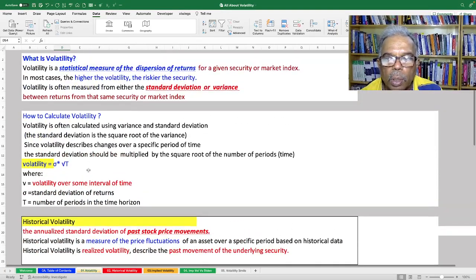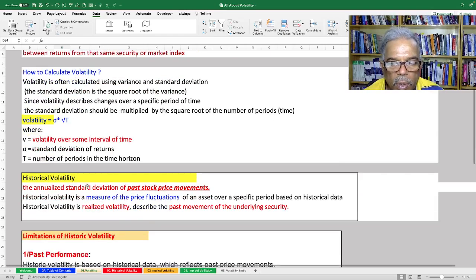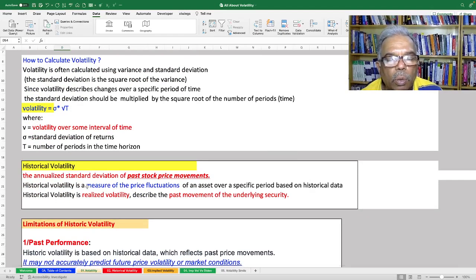So what is volatility? Volatility is a statistical measure of the dispersion of returns for a given security or market index. In most cases, the higher the volatility, the higher the risk of the security. Volatility can be calculated by measuring the standard deviation for a specific time, so volatility is equal to sigma times the square root of that time. Historical volatility is nothing but an annualized standard deviation of the past security prices. Historical volatility is a realized volatility and describes the past movement of the underlying security.